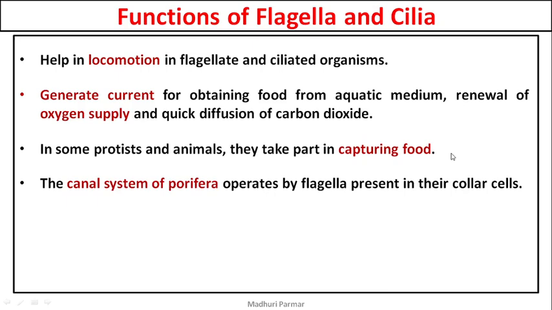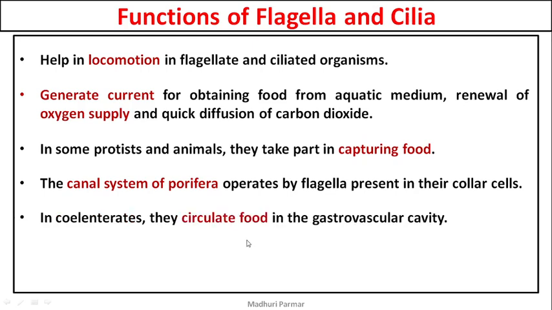Then the canal system of porifera, that is sponges, has choanocytes which have flagella, and this helps in generating a water current. Even sponges create this water current from the ostia, if you remember, the pores present on the side of the body. The water will move in, through the central cavity, and through the opening called the osculum, the water will move out. So this also happens with the help of flagella.